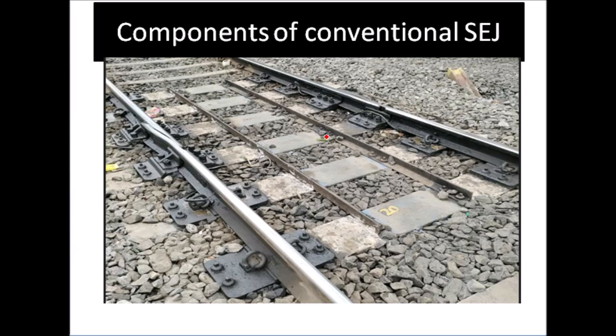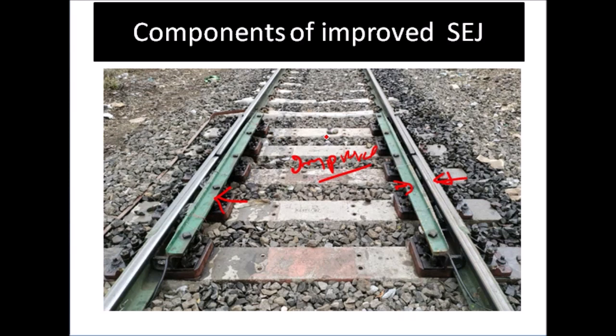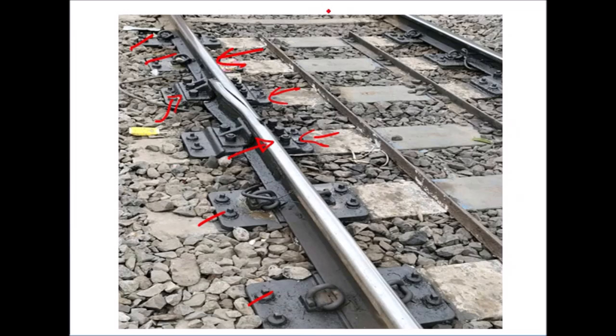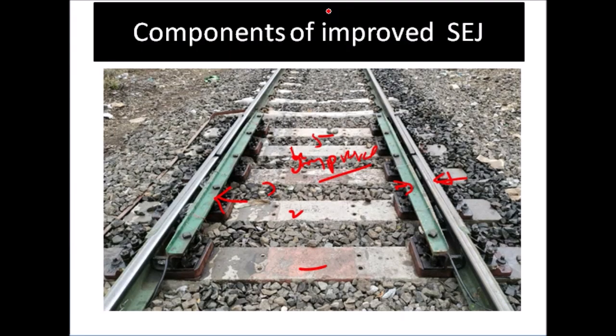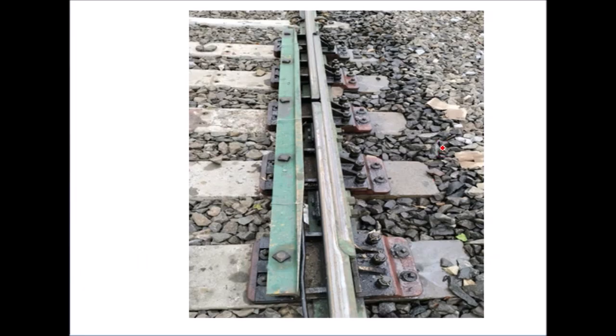Now you can see this diagram. This is conventional SEJ and this is improved SEJ, and these are the sleepers. See, 5 sleepers, 1 2 3 4 5, and here you can see 6 sleepers. From the basic components it is clear that improved SEJ is safer compared to conventional SEJ. So nowadays we are focusing more on improved SEJ, and we are using mostly improved SEJ.